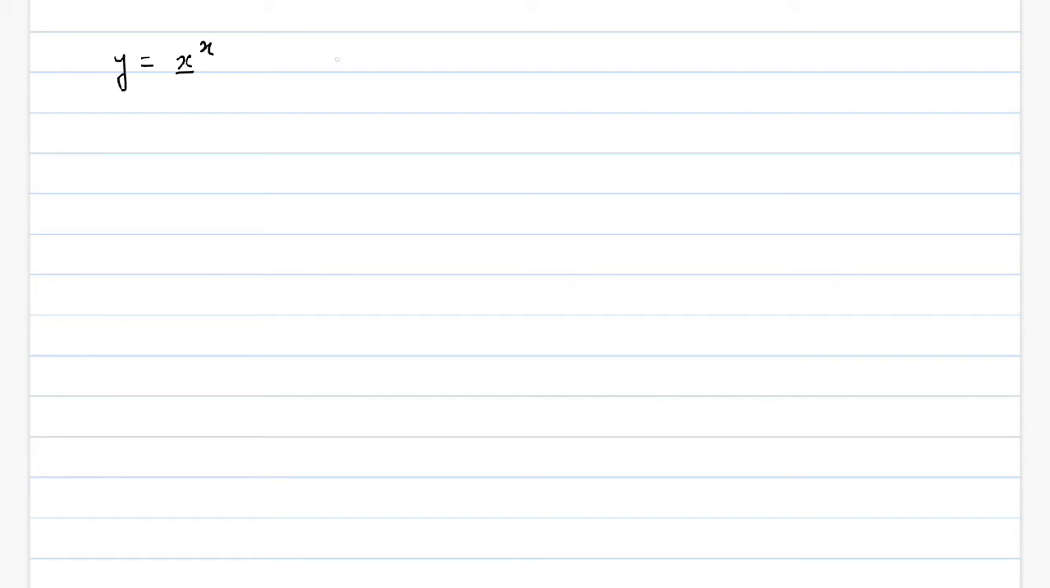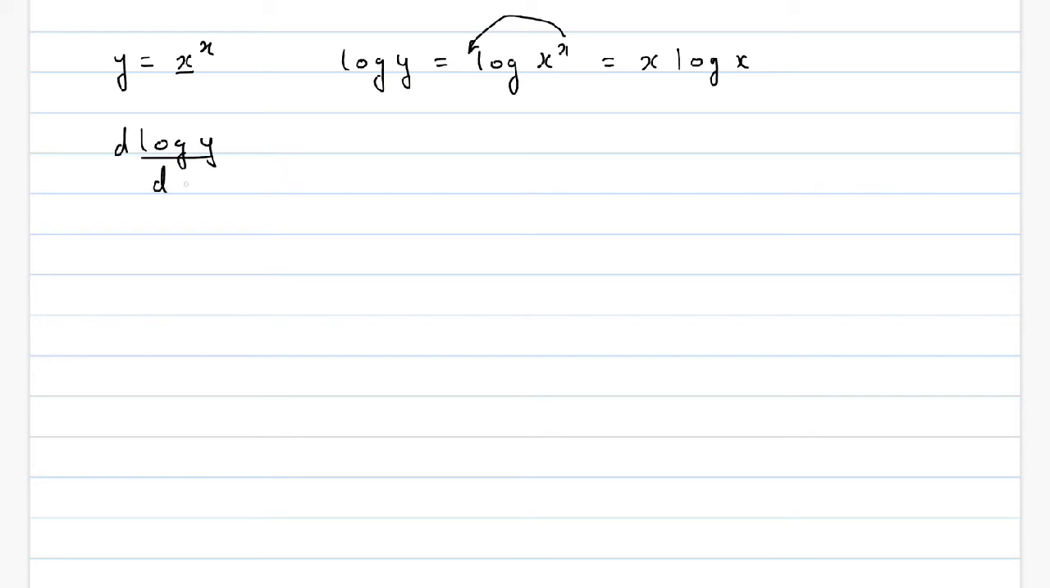Now if I use log on both sides, I'll get log of y equal to log of x raised to x. Now we know for log the raised to part comes here and gets multiplied, so we'll have x into log of x. Now we can differentiate this. If I differentiate both sides with respect to x, we will get differentiation of log of y with respect to x, and differentiation of our x log x with respect to x.